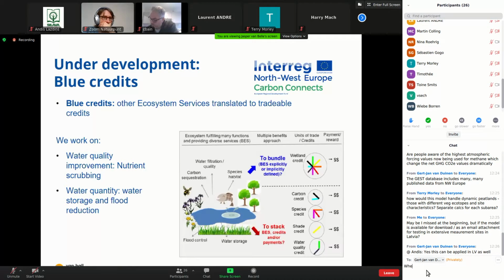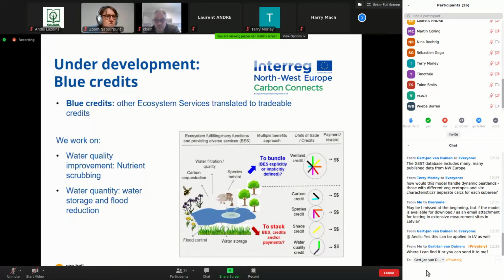Then there's some other stuff that we're still working on, which is what we've called the blue credits. Basically, these are the other ecosystem services that are associated with rewetting in peatlands, and we want to translate these into tradable credits as well, so that you can include them in a crediting system or a subsidy system, or whichever is your choice.